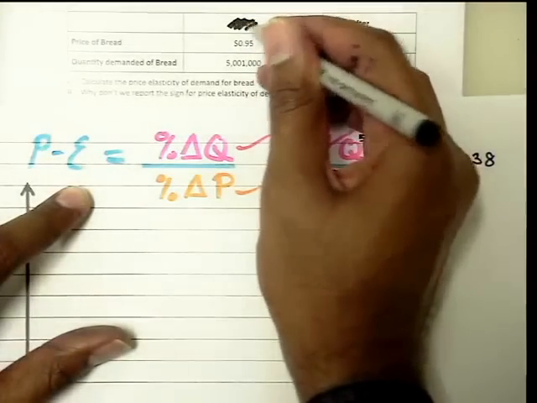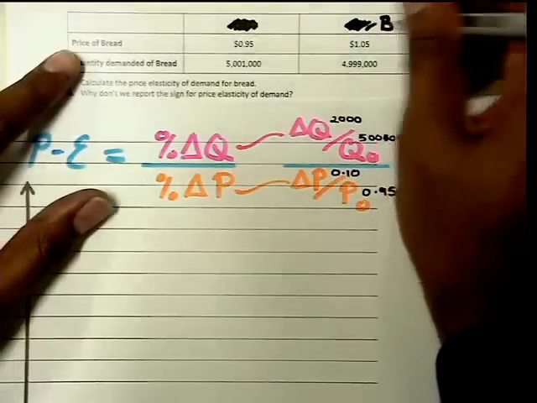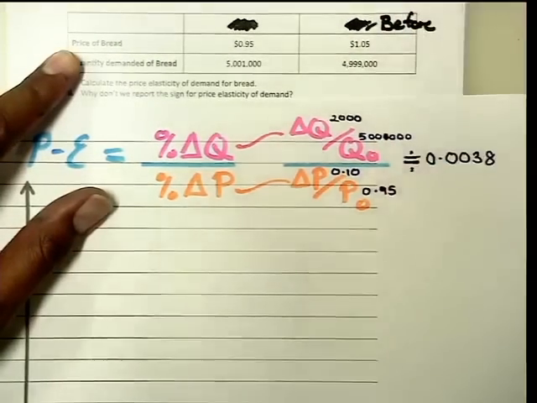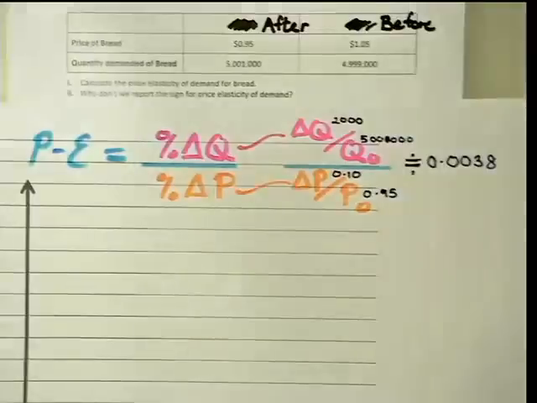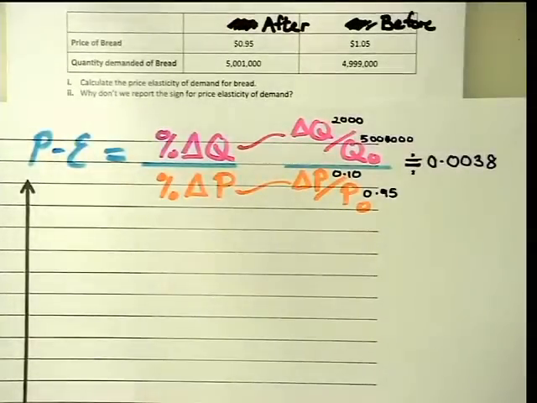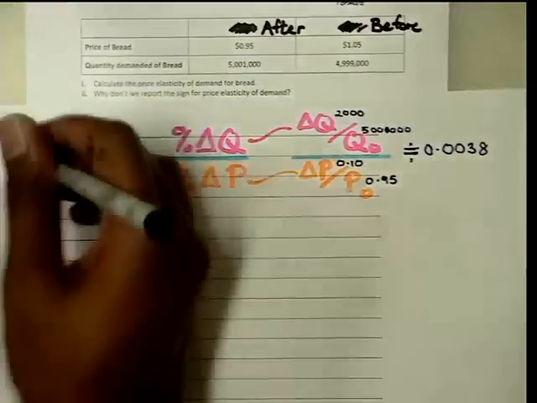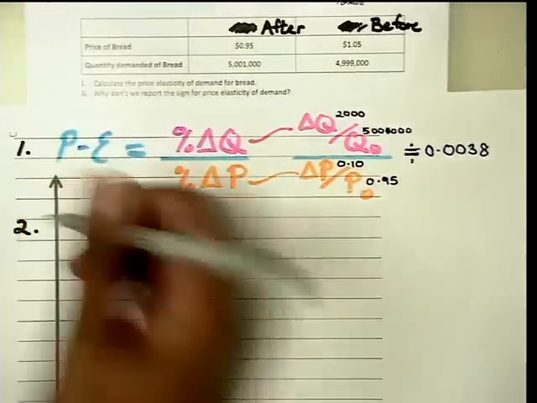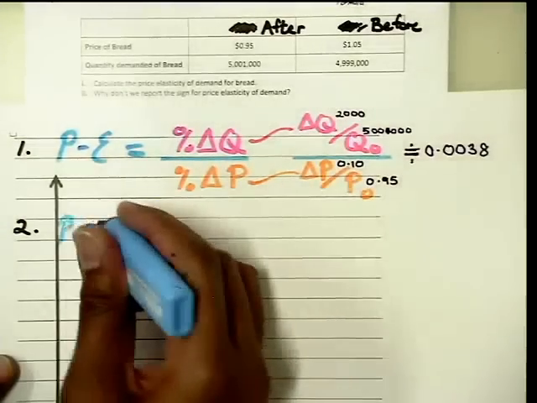Now, I'm going to reverse this. Let's swap it. Let's say this is before and this is after. I'll give you 2 minutes. Can you work out what the price elasticity is after swapping the direction? So same example, but the direction has been swapped. Have a go, please.